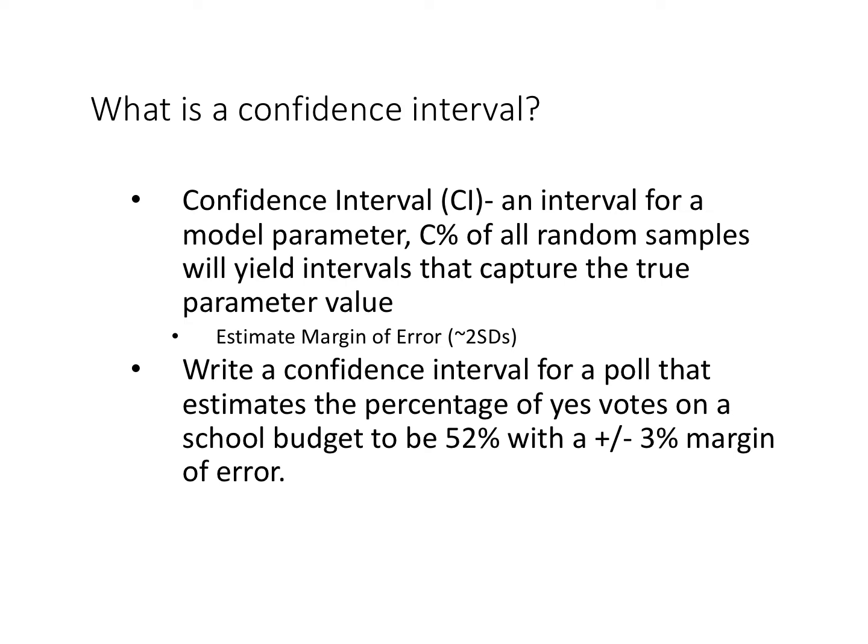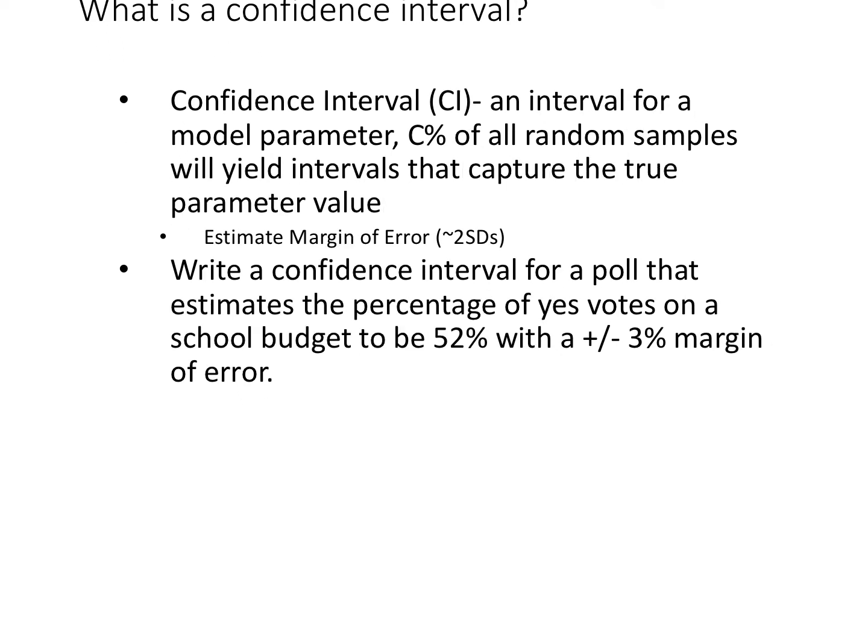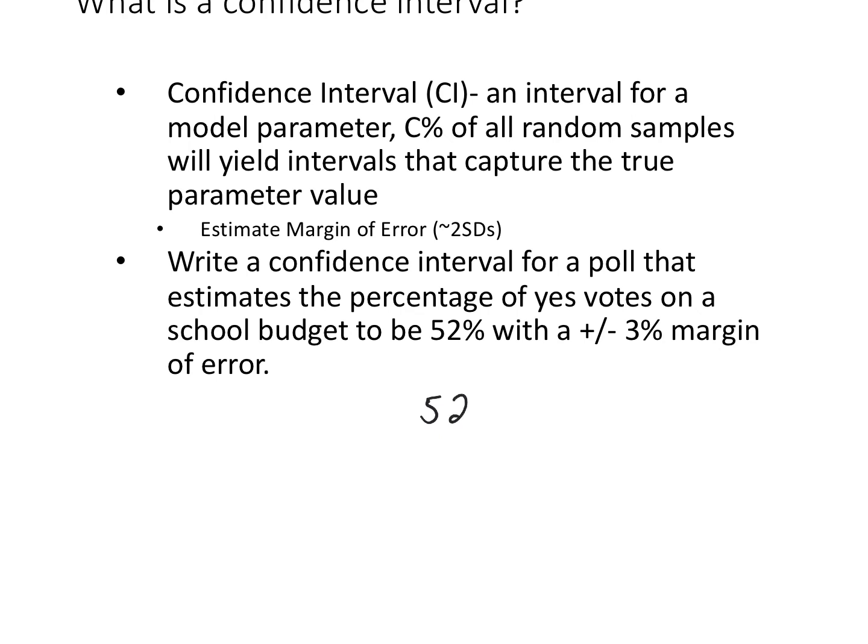So a confidence interval for a poll that estimates the percentage of yes votes on a school budget to be 52% with a margin of error of 3%. So if my point estimate, 52%, would be called my point estimate, the margin of error would mean we're going to add 3%. So my confidence interval is between 55 and what? 49. So based on that confidence interval, we're going to add 3% and we're going to subtract 3%.